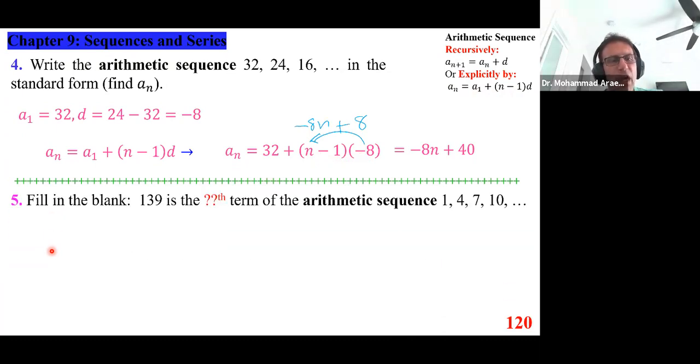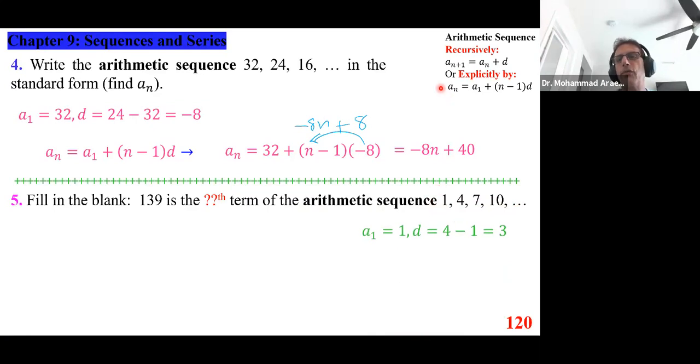In this case, we want to find which term 139 represents if we are dealing with the arithmetic sequence. By the way, even if they don't tell us it's an arithmetic sequence, when we look at this 1, 4, 7, 10, the first term is 1, then 4 minus 1 is 3, 7 minus 4 is 3. So we are adding number 3. So we do have an arithmetic sequence with the first term being 1 and the difference or distance of number 3.